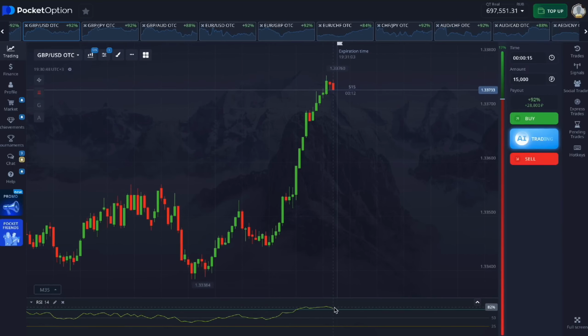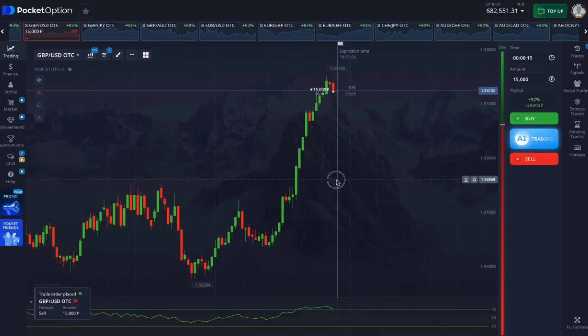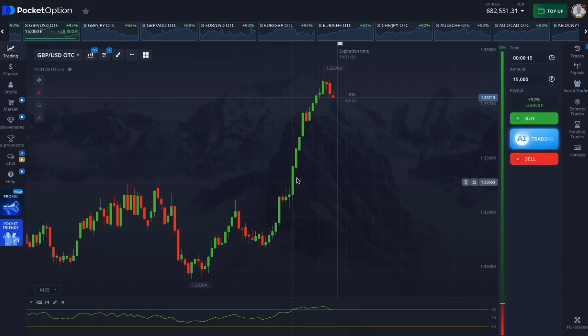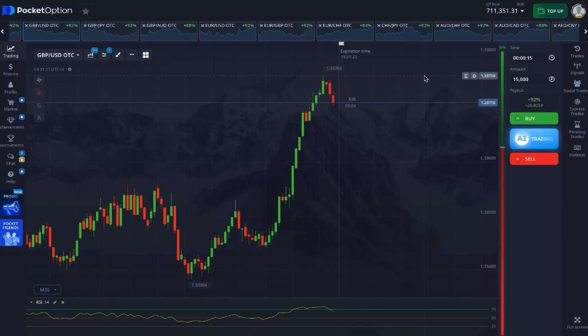Here's a very good moment. The price has already exceeded our overbought zone, so we open a trade to go down. Right here, a downward reversal has already started, so let's watch and observe. Excellent. Our trade closed in profit. That was the last trade for today, dear friends.